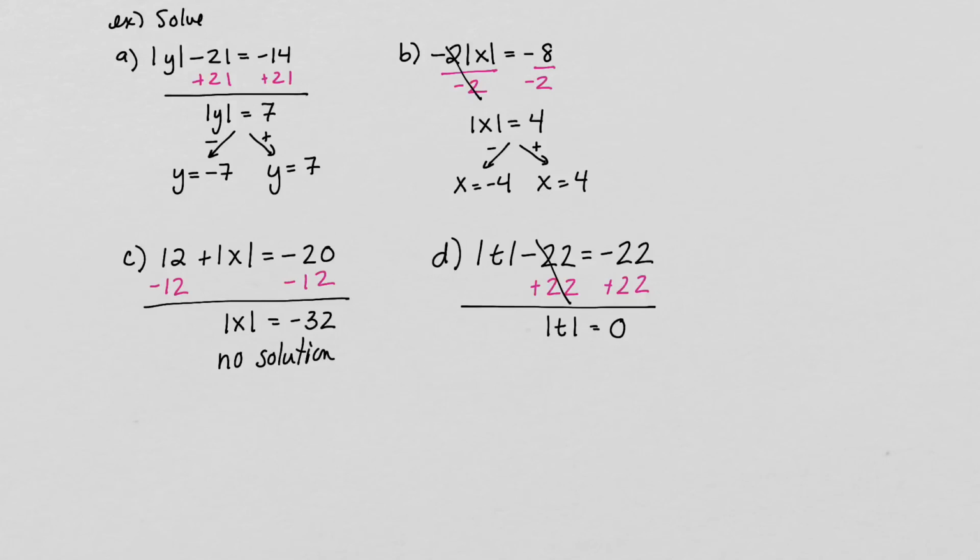And the absolute value of t equals 0, what that's telling us, remember, you just get one answer there, which is t equals 0. So the most important thing to remember is that you first have to solve for the absolute value part all by itself before you can do anything else.